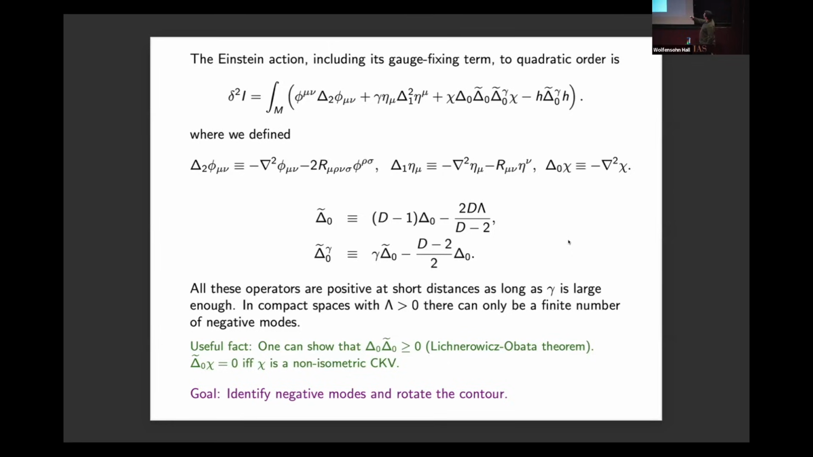And all these operators that appear here are positive at short distances, other than these minus lambda terms. So there's only a finite number of modes of these operators that are negative. That will be useful in a minute. Another useful fact that one can show is that the product of delta 0 and delta tilde 0 is non-negative, and when it's 0, it's either because the mode is a constant or because it's a conformal Killing vector. So that's why this delta tilde is special. So again, the goal, just like in Douglas' talk, is to identify the negative modes and rotate the contour.